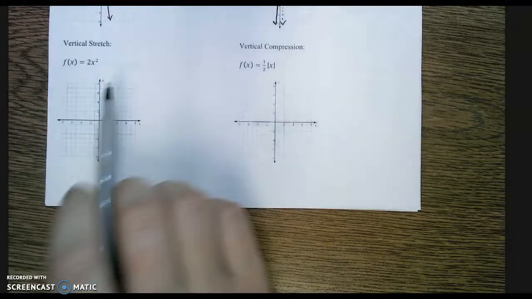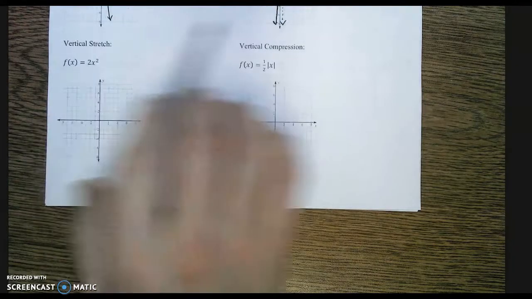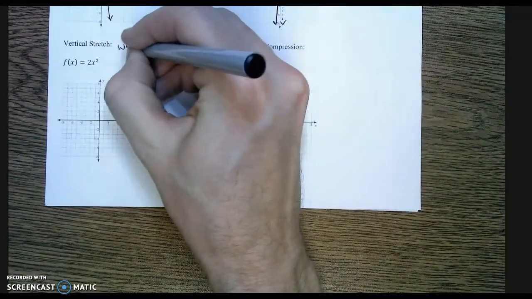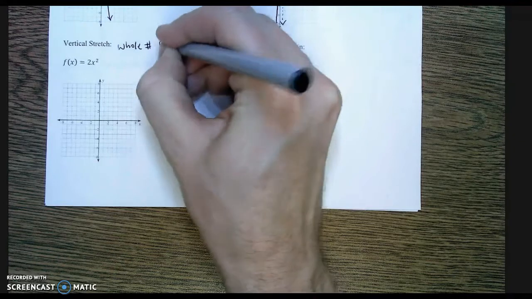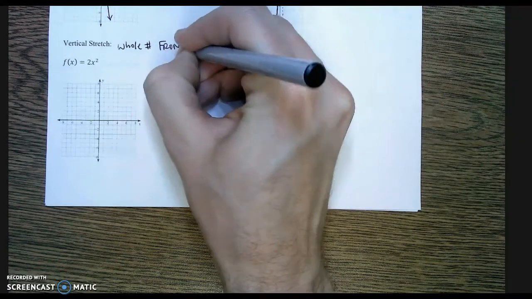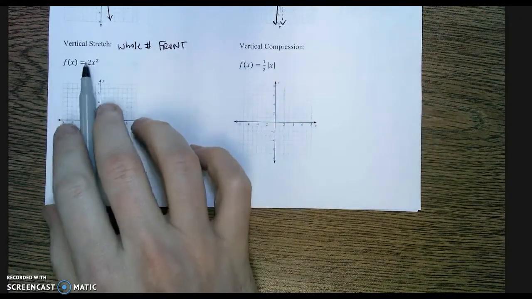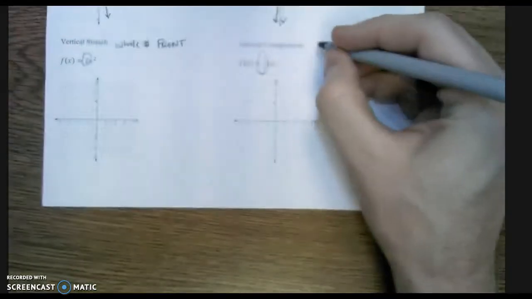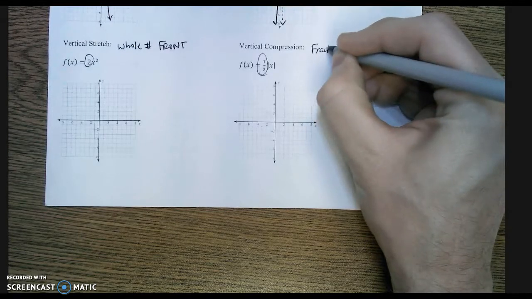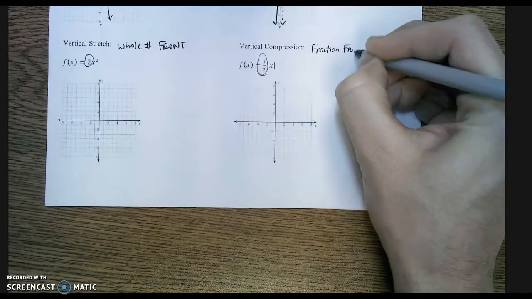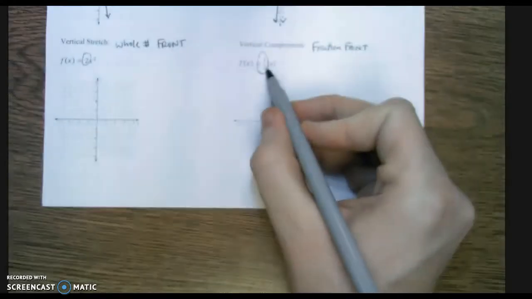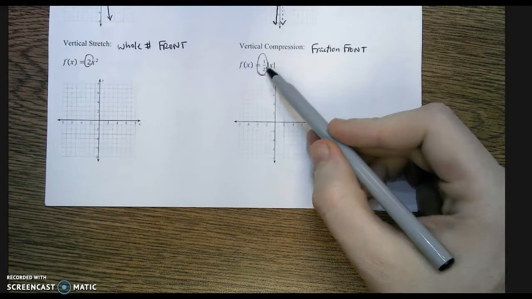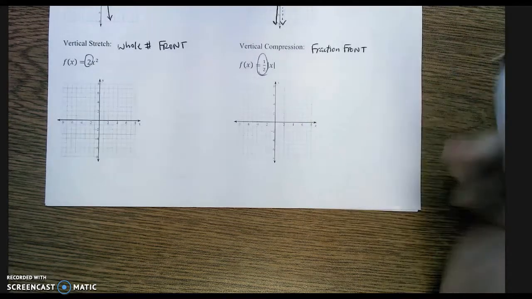Our next set of transformations is a vertical stretch and vertical compression. If you've got a whole number in front, then you're going to be stretching your function. So everything is going to get multiplied by 2. And if you've got a fraction in front, or a number less than 1, you're going to be compressing it. So you're going to be dividing everything by 2 or multiplying by 1/2, which is the same thing.